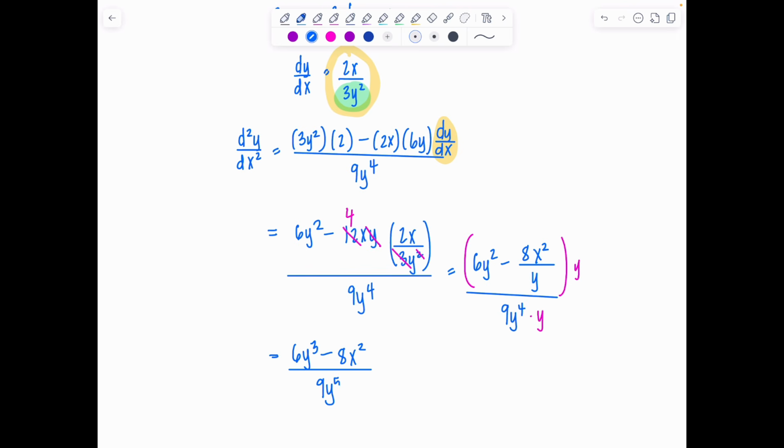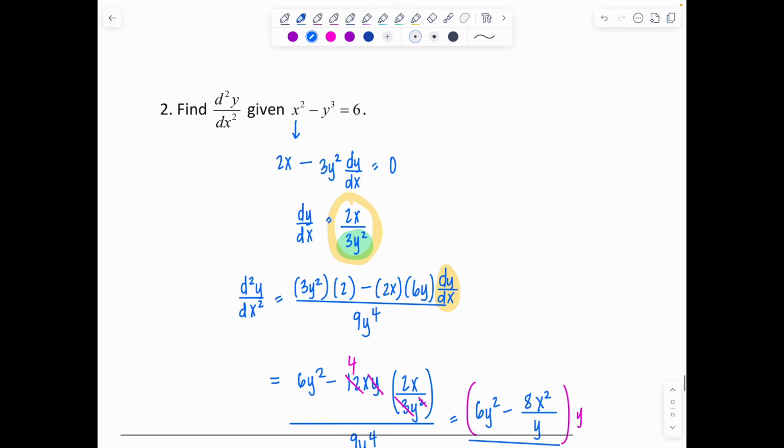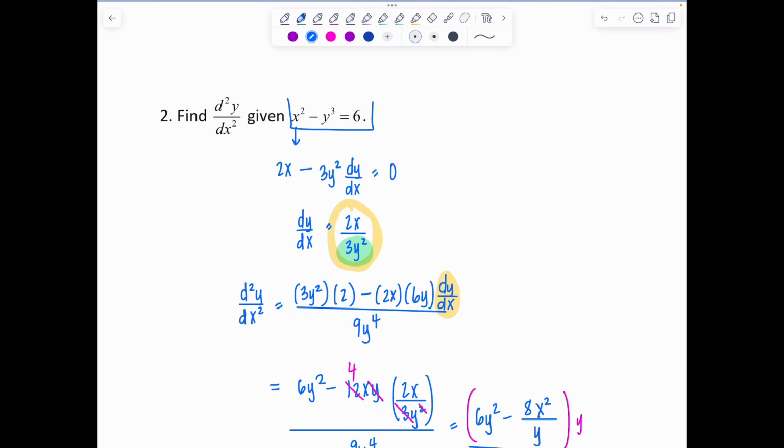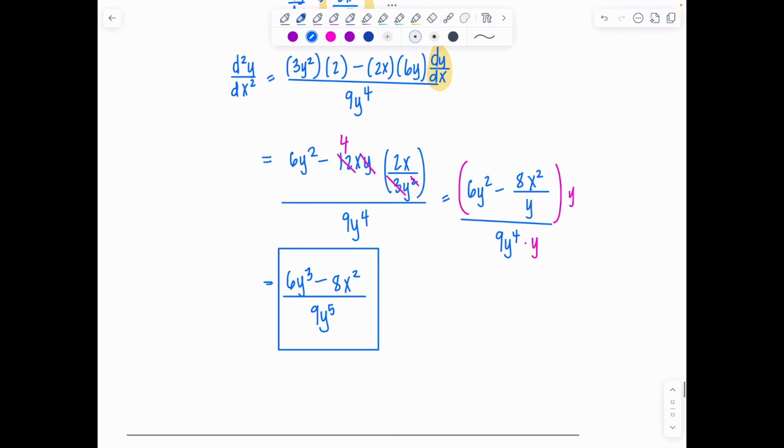Now, you could stop here. A lot of the time, though, when you're doing implicit differentiation, the second derivative will involve in some way the original function. So what do I mean by that? You see how x squared minus y cubed was 6? Do I see an x squared minus y cubed here? No, I don't. But you know what I can do? So let me write that down. X squared minus y cubed is 6.